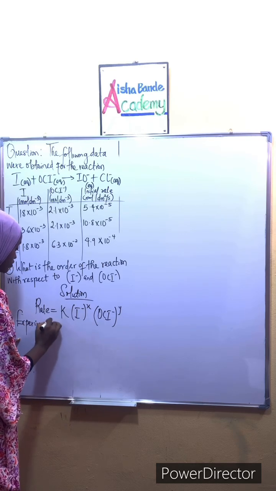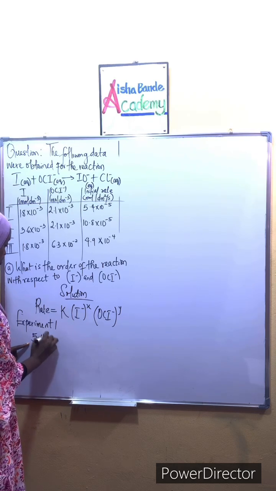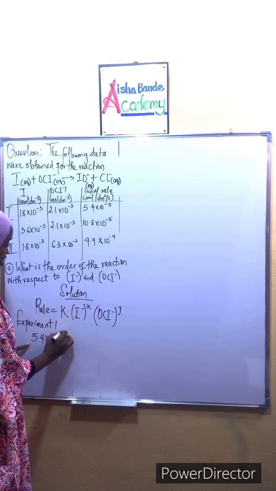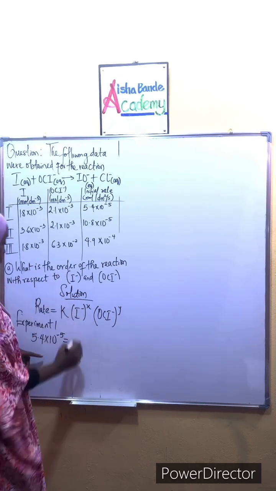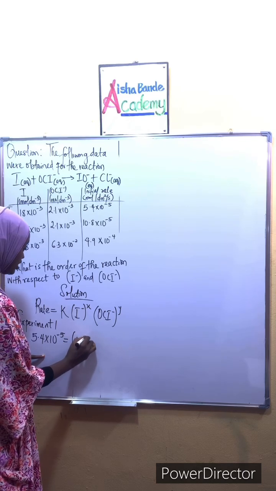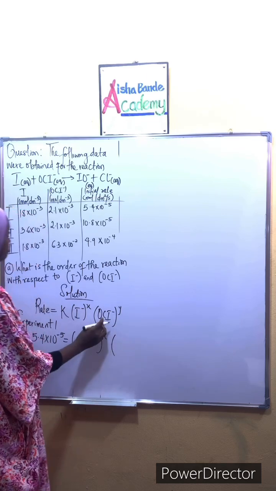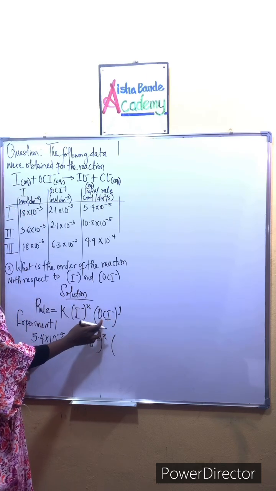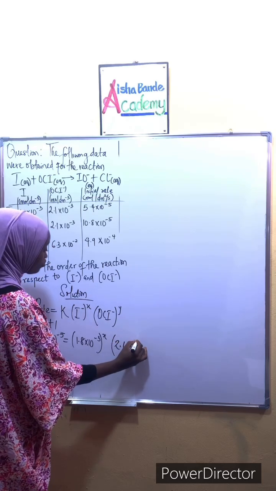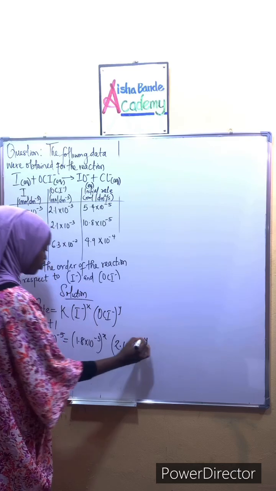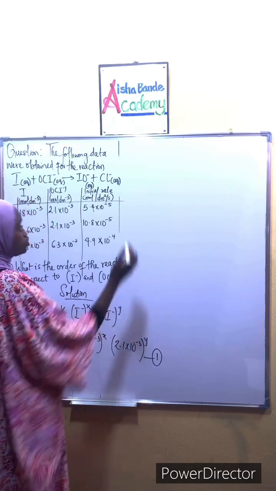For experiment 1, the rate is 5.4 times 10 to the power of minus 5, equal to the concentration of I⁻, which is given as 1.8 times 10 to the power of minus 3, raised to the power of x, multiplied by the concentration of the other reactant, OCl⁻, which is given as 2.1 times 10 to the power of minus 3, raised to the power of y. So this is what we call our equation 1.